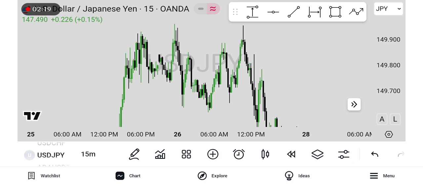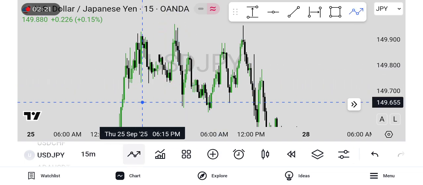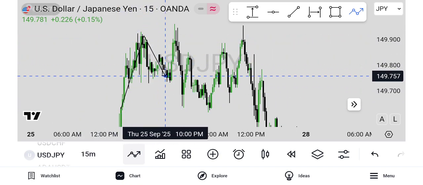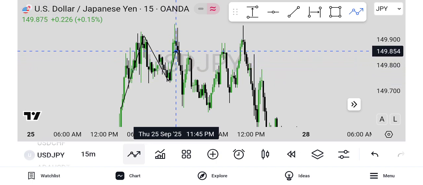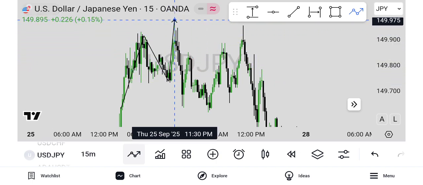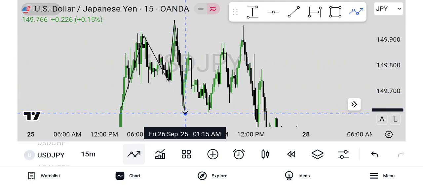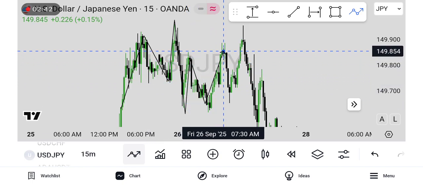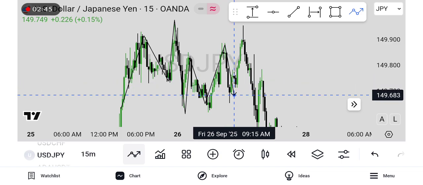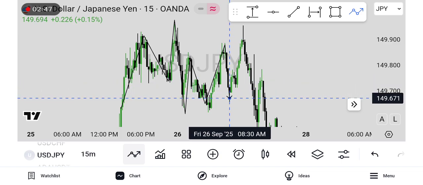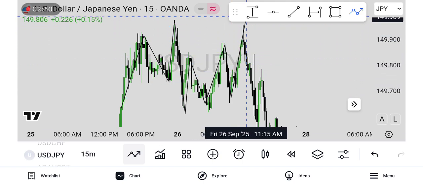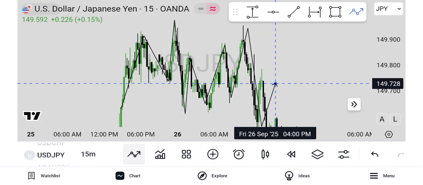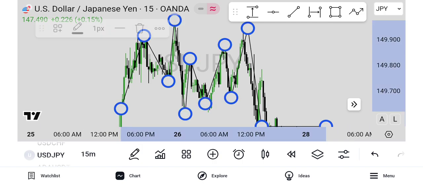Now this, if you were to mark out your structures, for example, this way, this is a break of structure and a change of character, then these are all liquidity. If you check my previous video, you'll see we were taught on liquidity. Now, after this liquidity is formed, then it is swept, then price continues. You can see how it works.